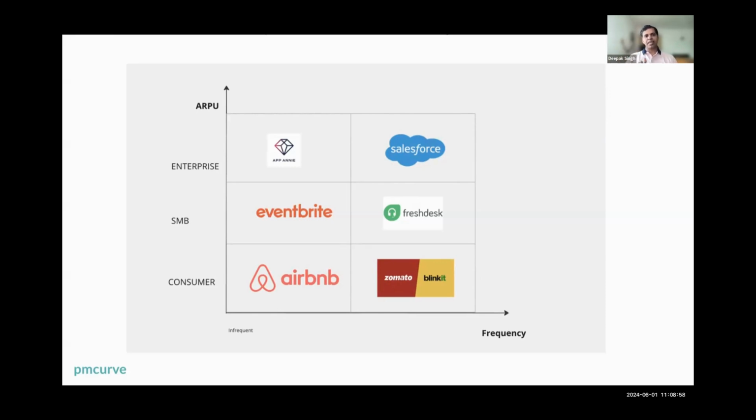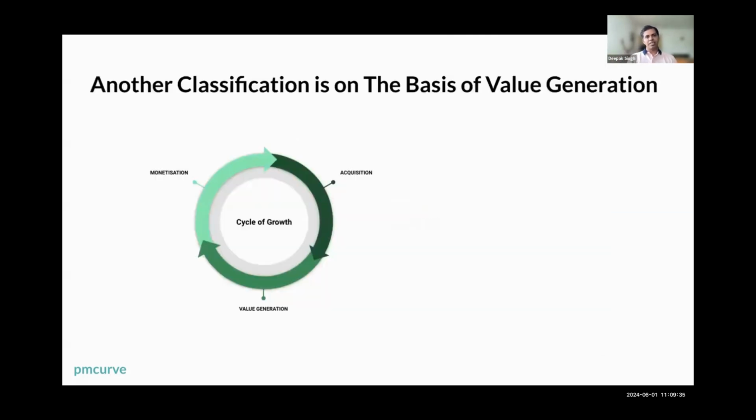So this is a general guideline that with increasing ARPU, the nature of the product and product market fit also changes. With frequency, the nature of the product and product market fit also changes. So we have infrequent products like Airbnb, Eventbrite, App Annie, in different categories like consumer, SMB, and enterprise. And then we have higher frequency products like Zomato or Blinkit, Freshdesk, and Salesforce. You will see that the way we define PMF for these products is actually different, definitely for frequency, but even ARPU affects it sometimes.